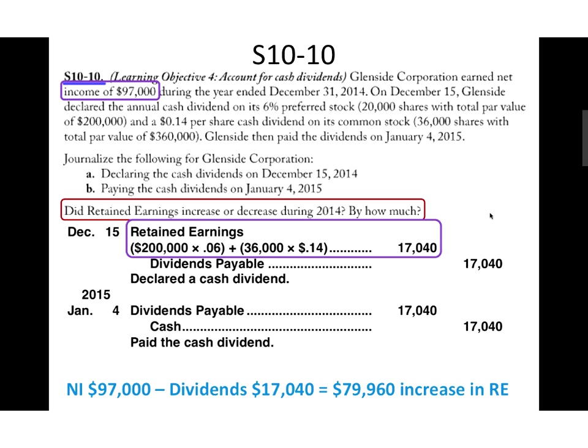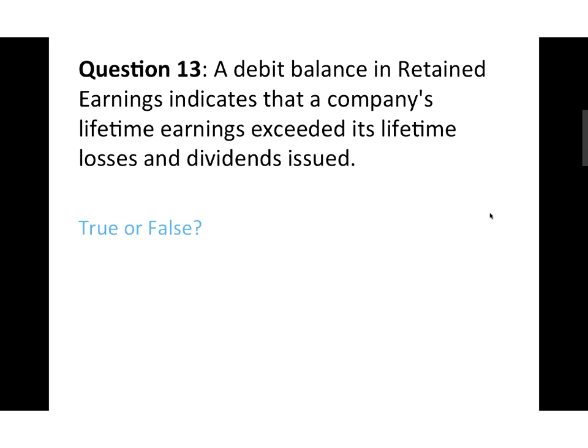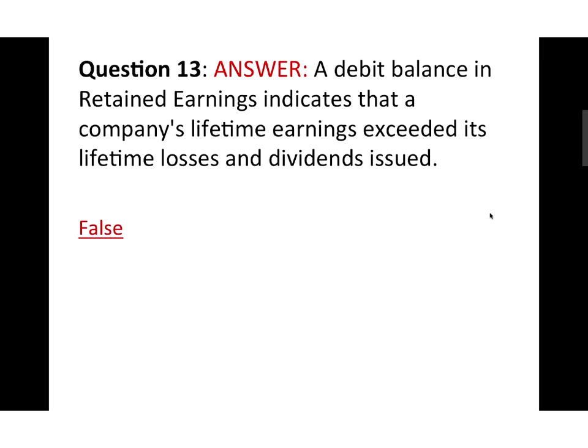Retained earnings has a normal credit balance, right? Because all your earnings to date would be a normal credit balance. I've got this question out here because I want to talk about retained earnings. It says a debit balance of retained earnings indicates that a company's lifetime earnings exceeded its lifetime losses and dividends issued. I'm going to give you the answer right now because I want to talk about it. This is out in Learning Catalytics right now. The answer is false, and I want to talk about why.